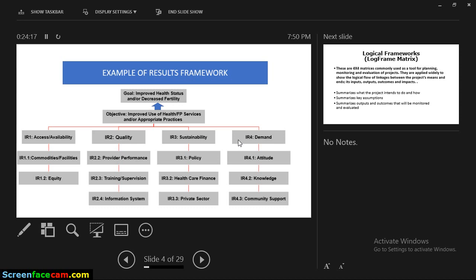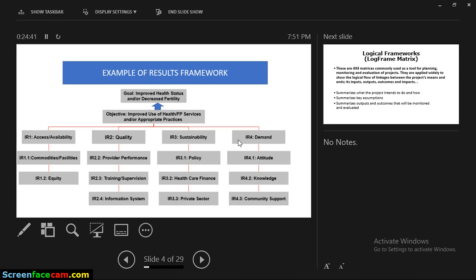IR24 is talking about how we are going to develop an information system. That's the result. We must see this information system developed. Once we have this information system developed, what are we going to do? Because we have the system now up and running. What are we going to do next? What are we going to see next?